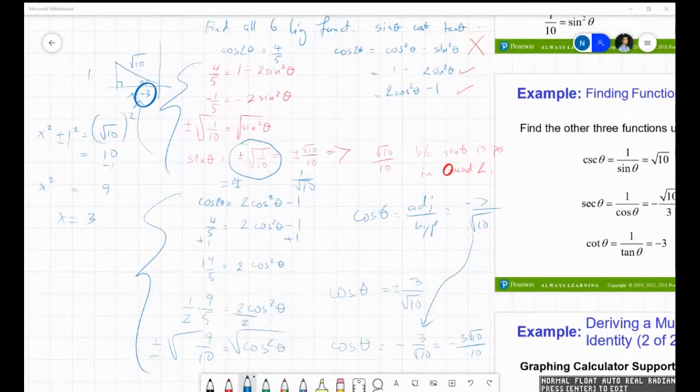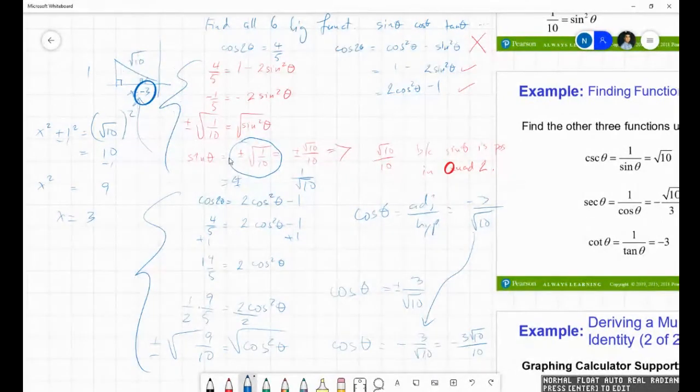Professor, I'm sorry, I got lost. How did you get the y value of that triangle to be 1? Because sine of theta was equal to plus or minus square root of 1 over 10 right here. So square root of 1 over 10 is equal to square root of 1 over square root of 10, which is 1 over square root of 10. Okay, I see, which is opposite over hypotenuse. Thank you, sir.